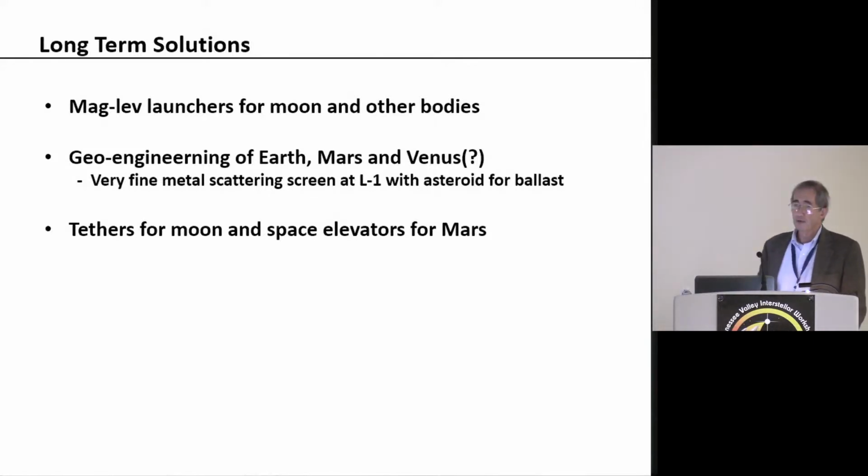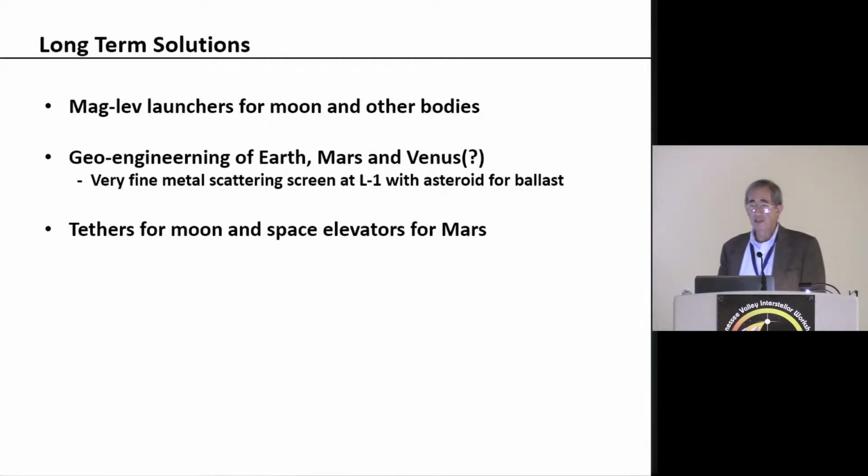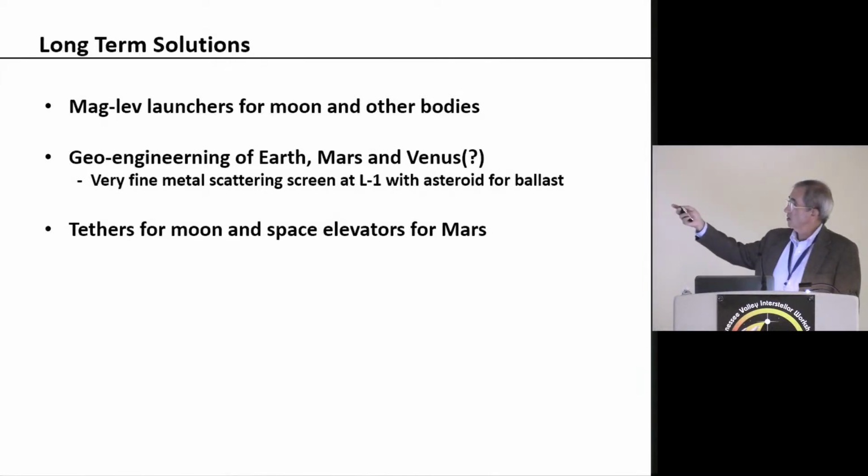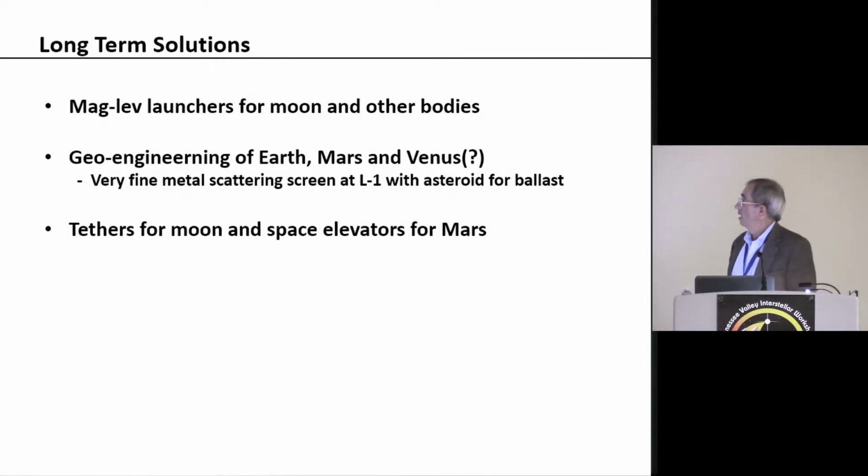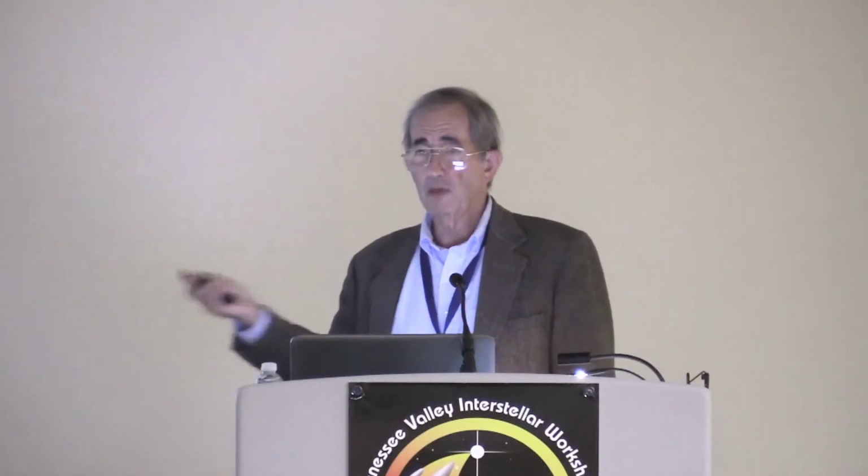Geoengineering of Earth, Mars, even Venus. I won't try to explain Venus to you unless we're sitting at a bar, but it could be done. Then there's some of the old ideas about Ford's idea, and we had a talk from Tethers Unlimited. That's where the name comes from, a technique for getting material off of the moon, and then maybe space elevators for Mars.